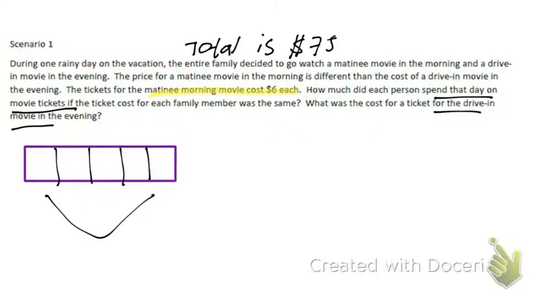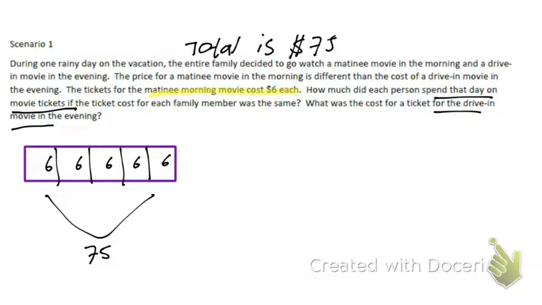We know the total for all movies we just said is 75. Again, that's from that previous page, right? In the module. Okay, so what did each person spend? We know they all spent $6 for the matinee movie, so I can put 6 in each of them. But what else did they each spend? It says they all went to see the drive-in also, right?